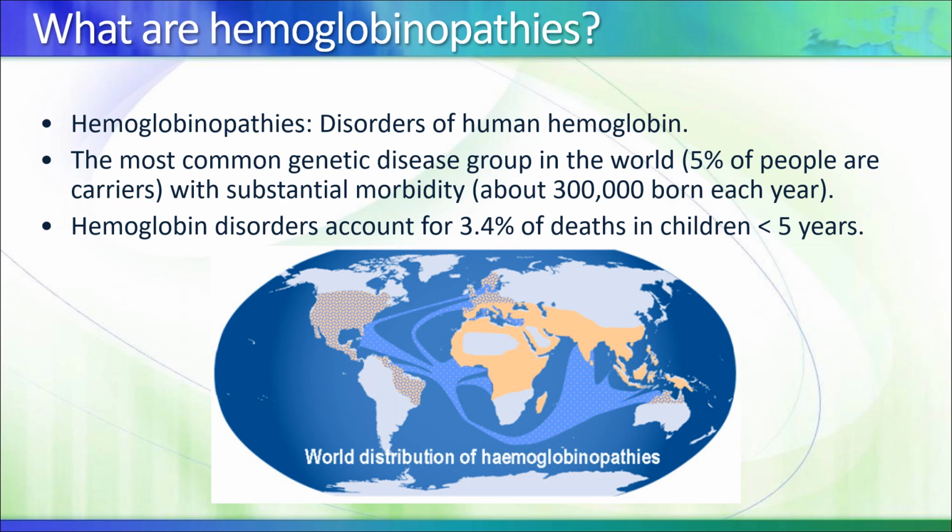Now, notice here in the map, that's the distribution of hemoglobinopathies around the world, and notice how these are concentrated in the old world. The Middle East has a significant share of hemoglobinopathies. So this is something serious, and that would include Jordan as well.